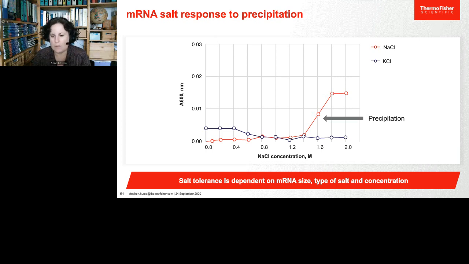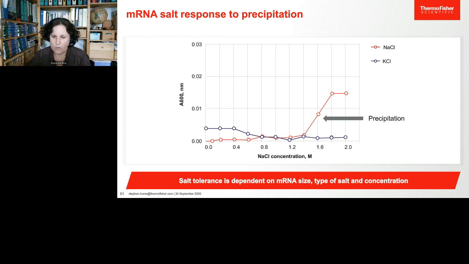In that case, you could see that with KCl at 1.4 molar or 1.6 molar you start to see precipitation of mRNA, which is obviously not the case with NaCl. This is usually not dependent on the size, but on the type of the mRNA. It's something that you have to try. It's really empirical, so you cannot really know, depending on the size, the type, the sequence, etc., whether it will precipitate or not.